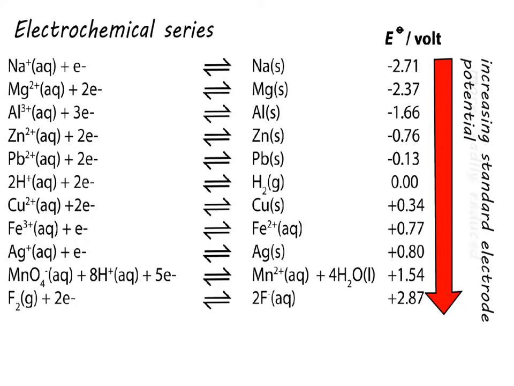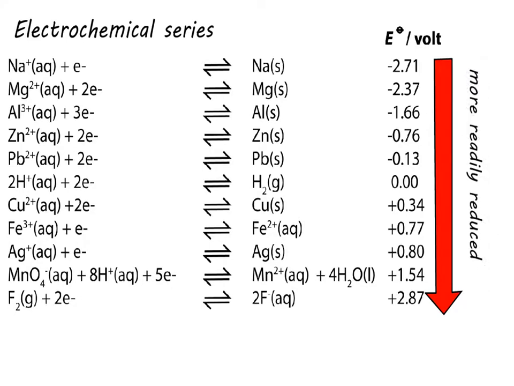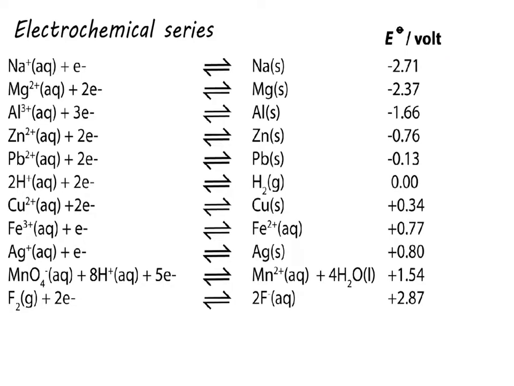Species that are most readily reduced, that is, the better oxidizing agents, have more positive standard electrode potentials, whereas those species that are more readily oxidized, that is, are the better reducing agents, have more negative standard electrode potentials. By convention, the half equations describing the redox reaction in the electrochemical series are written in the reduction direction, as opposed to the oxidation direction.